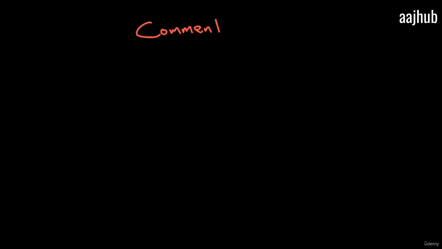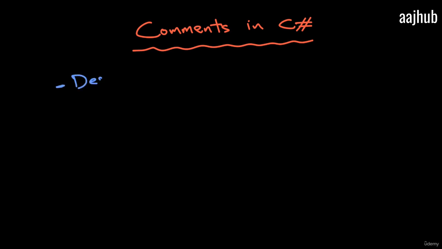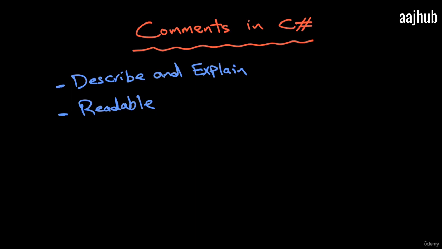Hello and welcome to this lesson about comments in the C# programming language. We use comments in the C# programming language to describe our code and to put explanation about C# code. Comments are used only for human readability, not for the program execution, to make the C# statements or code easy to understand for everyone. Comments are used to make the C# code more readable and understandable for anyone.